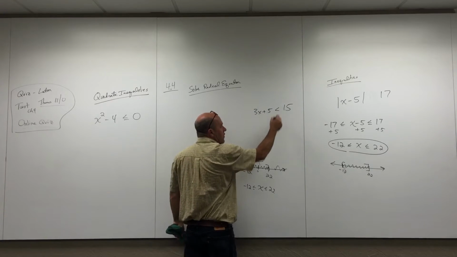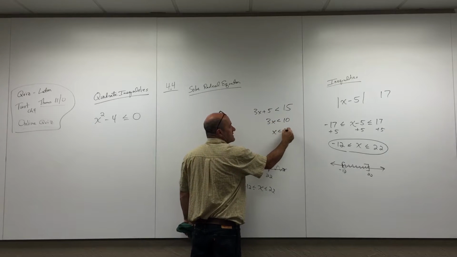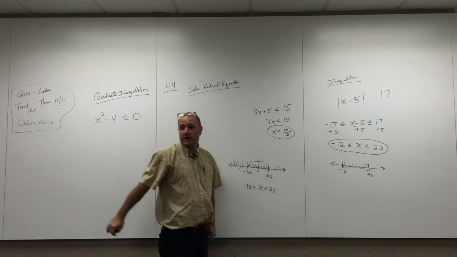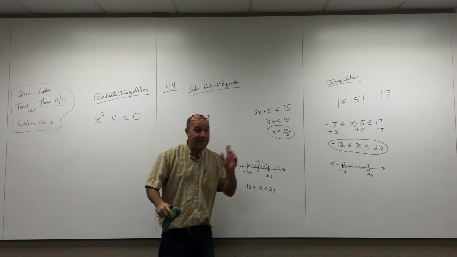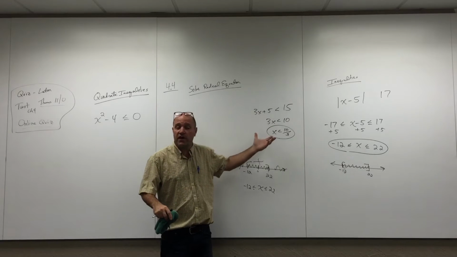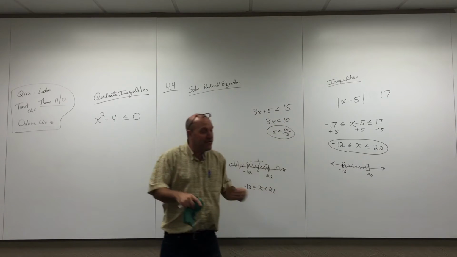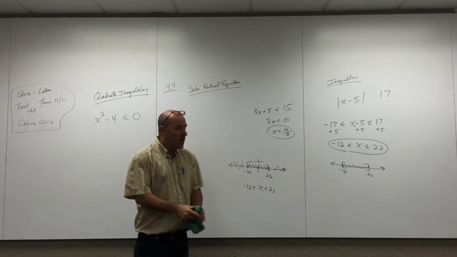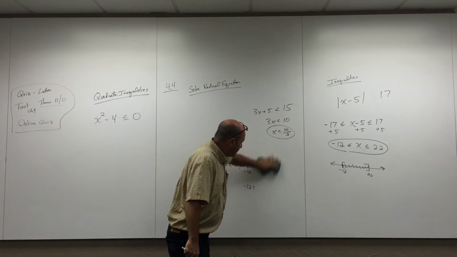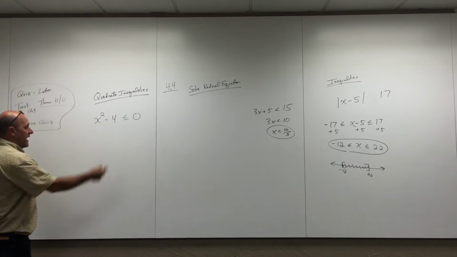You move the 5 over, 3x is less than 10. You divide by 3, x is less than 10/3. That's the answer. And you keep in mind that if you ever divide by a negative, you better switch the inequality symbol. But you can totally trust that. It works. But once you go to quadratics or absolute value, the rules get a little weird. And so that's why I'm suggesting you can't trust the inequality.